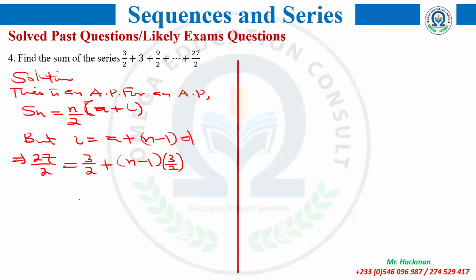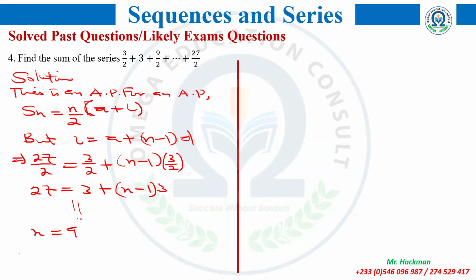Okay, so if you continue, you are going to clear the fraction. You multiply through by 2. So that will give us what? 27 is equal to 3 plus, before, so you get N minus 1 times 3. Okay, so if you expand and solve, your N will be equal to 9.